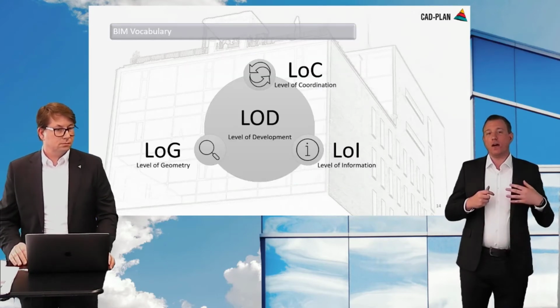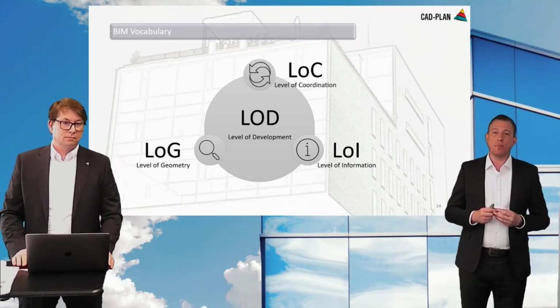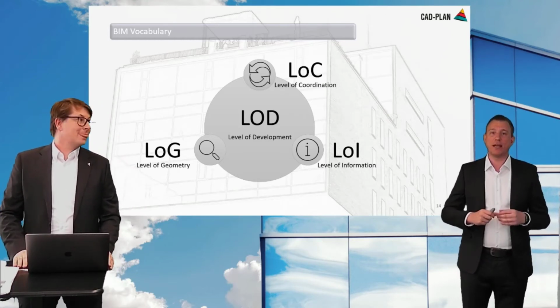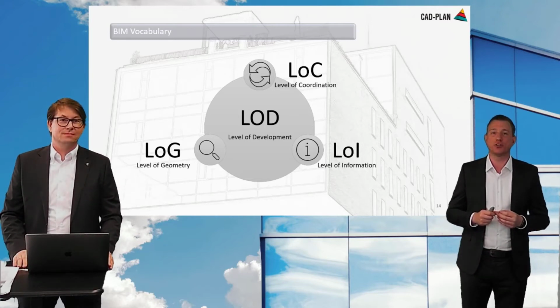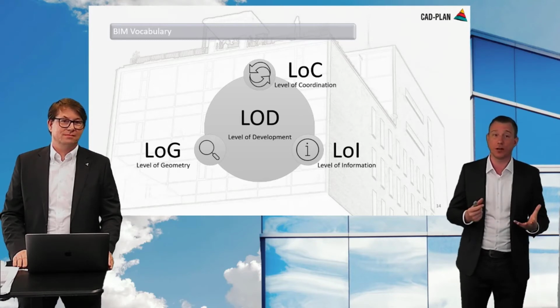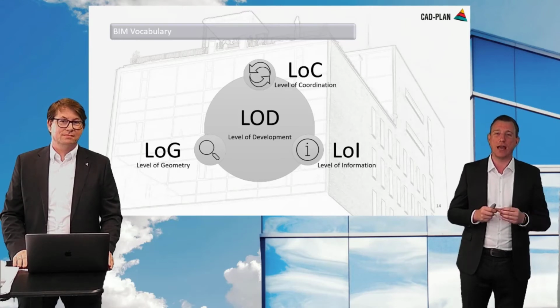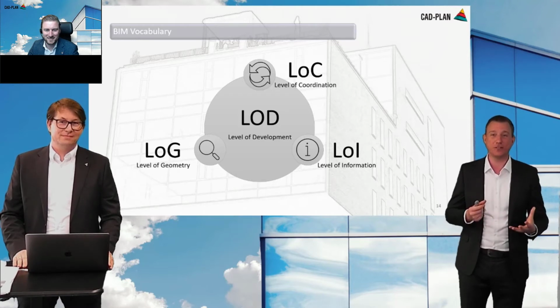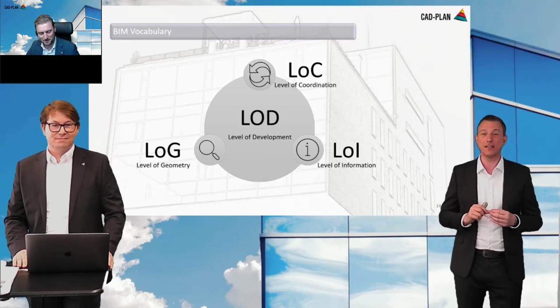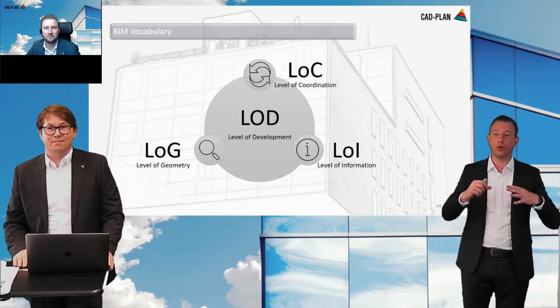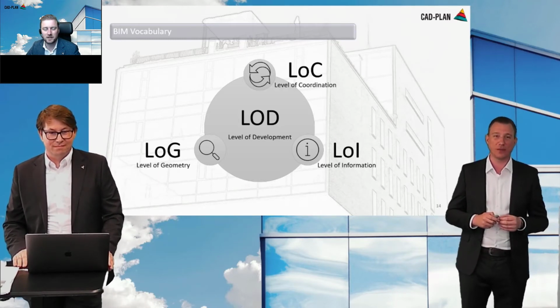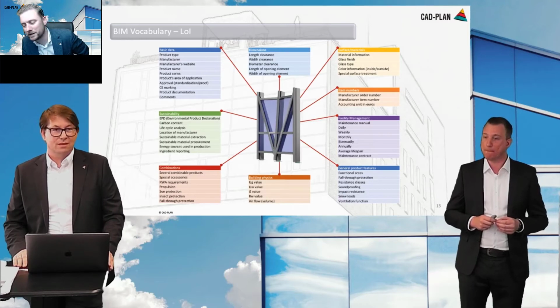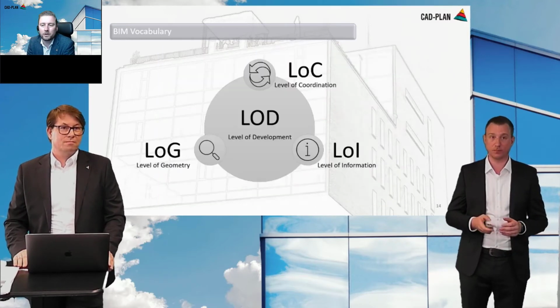So let's now look at some vocabulary that plays a major role in BIM and the general meaning, but also the significance for facade construction, for example. Jochem wants to say something about LOC, and it's not only the coordination C, the letter C, it's also the character for communication as well. Yeah, it's one thing that's always being forgotten in a BIM workflow.